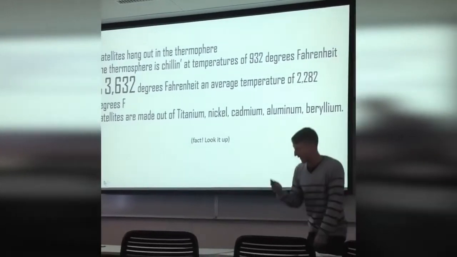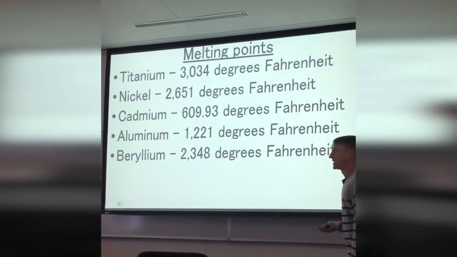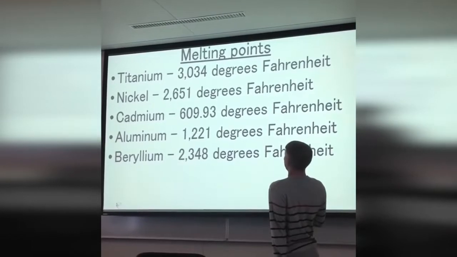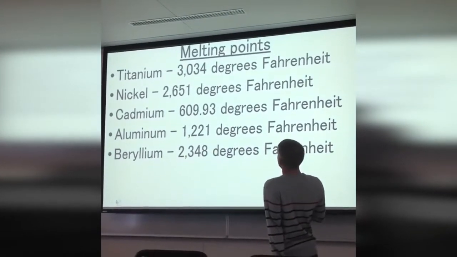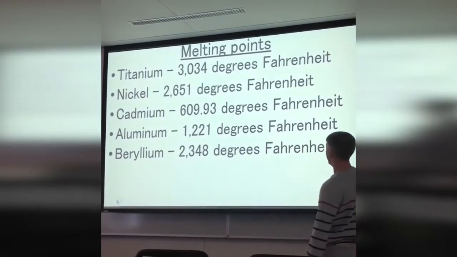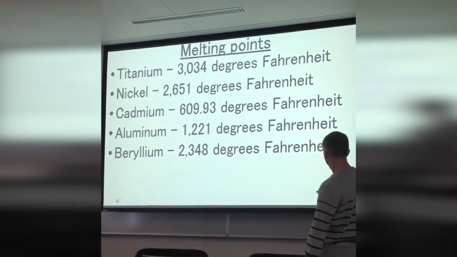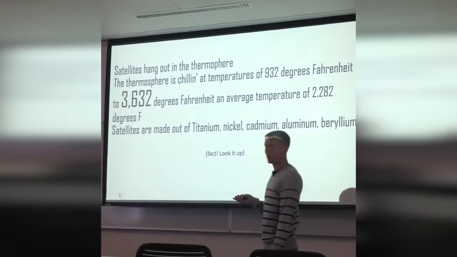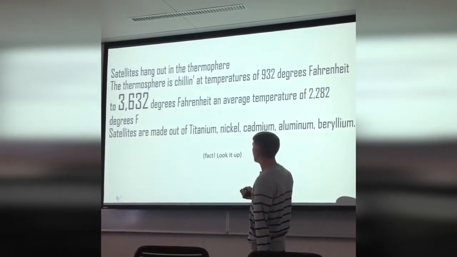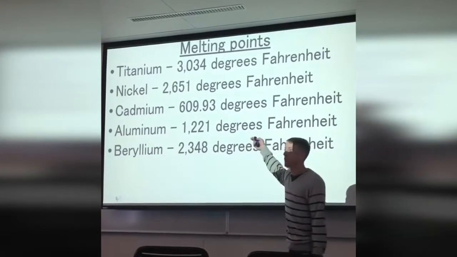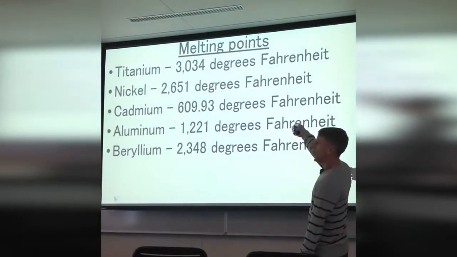The only problem I have about this is the melting points of these metals. Titanium melts at 3,000 degrees, nickel melts at 2,600 degrees, cadmium melts at 600 degrees, aluminum melts at 2,100 degrees, beryllium melts at 2,348 degrees. But the temperature of the thermosphere that they chill at, 3,632 degrees. These metals do not even compare to be in the thermosphere.